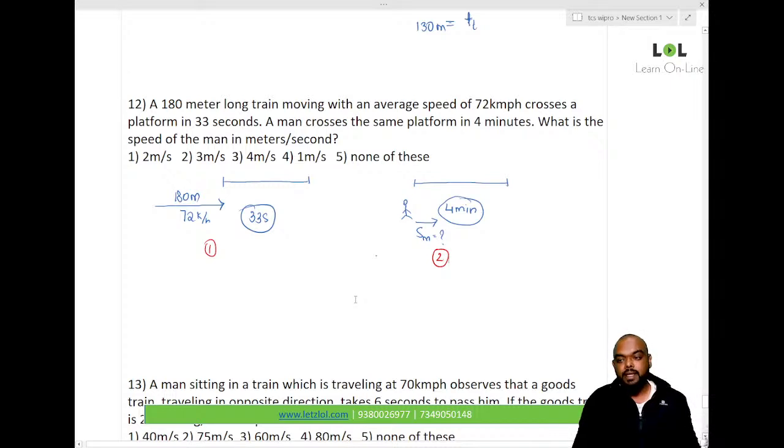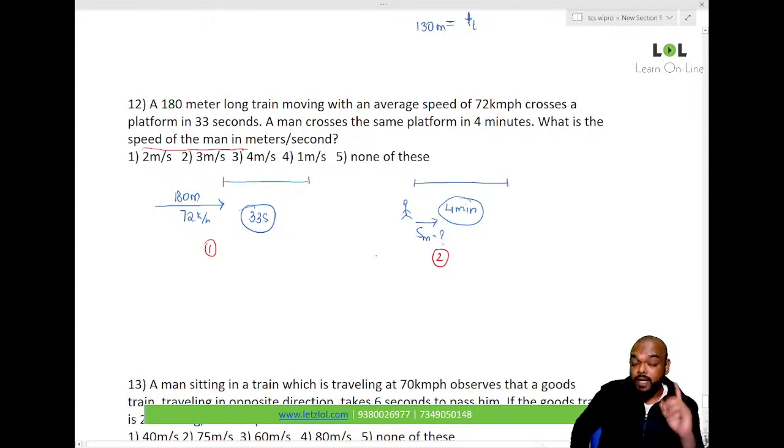Now what do we want in the question? Speed of the man. Now you tell me, where should I start from, situation 1 or situation 2? Anybody? Where should we start from? What do we want in the question? Speed of the man. The man is available in which situation?